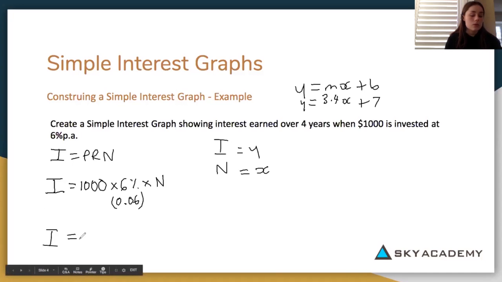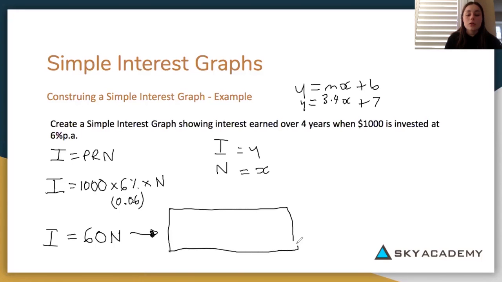Interest is going to equal 1,000 times 6% times N. And that's just going to equal 60N, because 1,000 times 6% just gives us 60. So now this is our formula that we can use to create our table of values. So if you remember, when you calculate your table of values, the N goes on top and the I goes on the bottom.